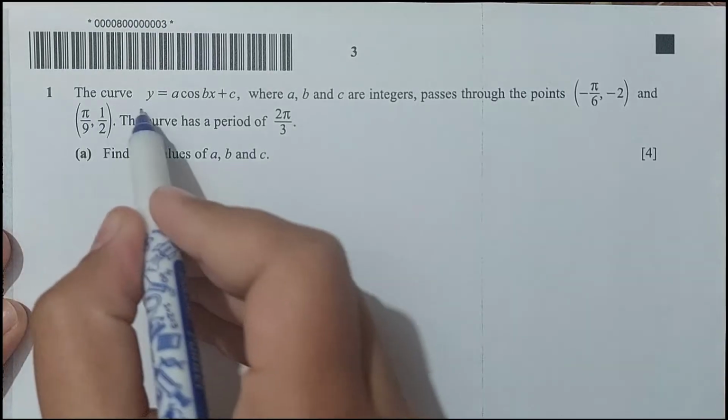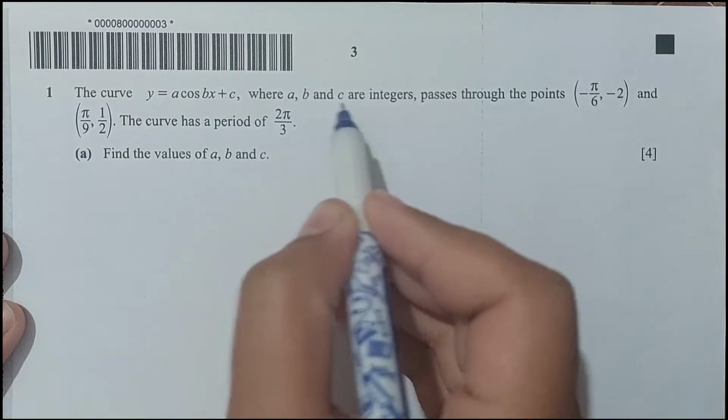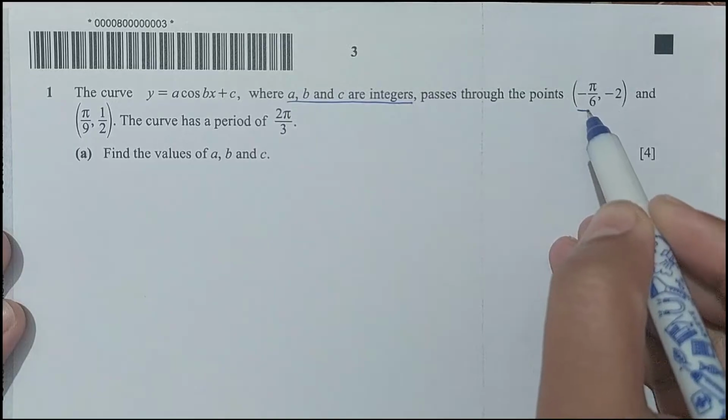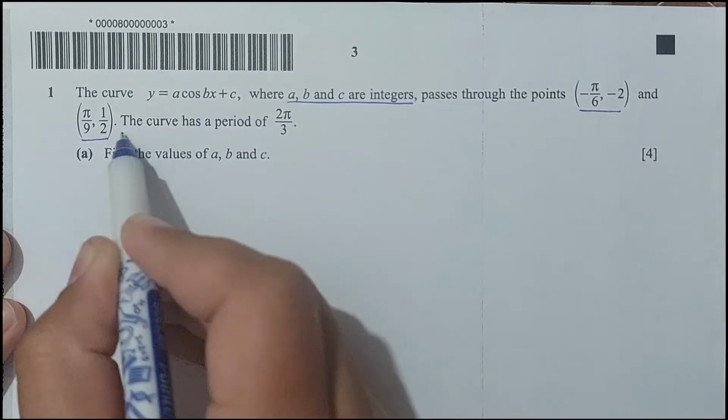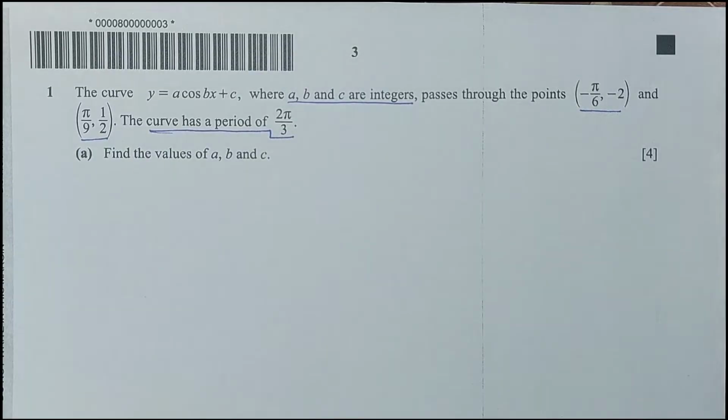Question number 1, the curve y equals a cos bx plus c, where a, b and c are integers, passes through the given points. The curve has a period of 2 pi by 3. Part A, find the values of a, b, c.